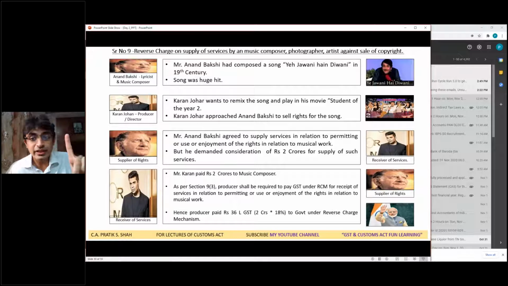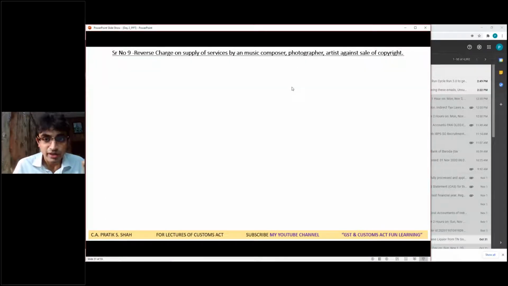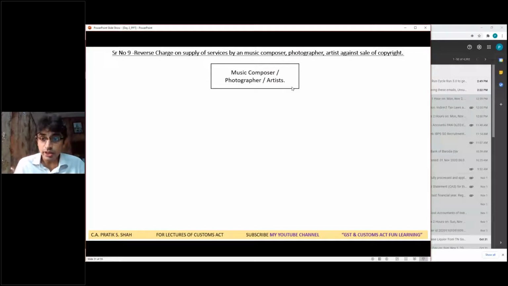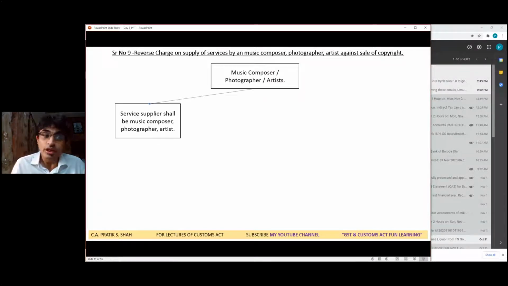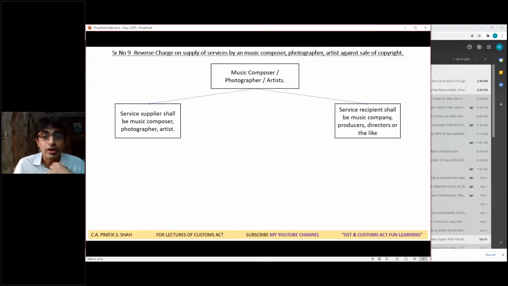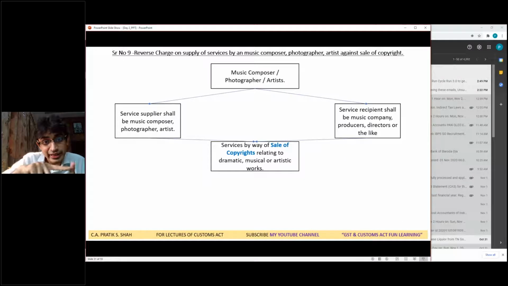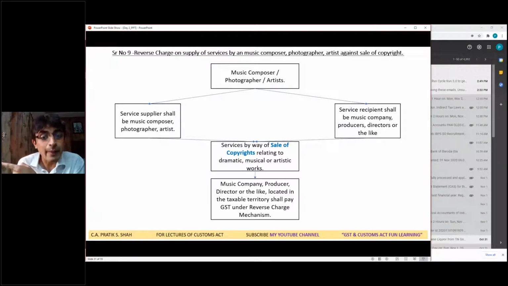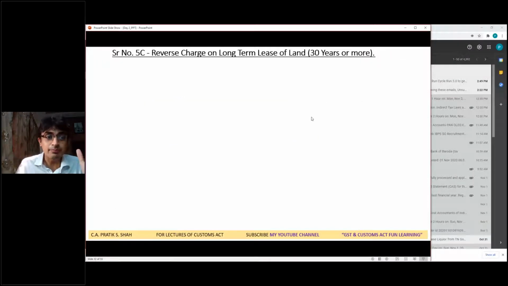So who was the supplier in this case? Anand Bakshi. Who was the recipient? Karan Johar. Right, so Karan Johar shall pay GST under reverse charge mechanism. So music composer, photographer, and artist are the suppliers. Who is the recipient? Maybe a director, producer, or a music company. Whatever rights are sold, the recipient, the company, the producer, the director shall pay GST under reverse charge mechanism. Clear this point? All these points are very, very important.